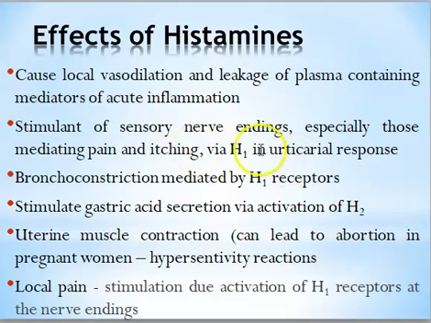So this is what occurs in the urticaria response. Bronchoconstriction occurs via H1, and stimulation of gastric acid secretion via H2. This is in the GIT. And then, in hypersensitivity reaction, we can have abortion due to uterine muscle contraction, and local pain because they stimulate the nociceptive receptors.